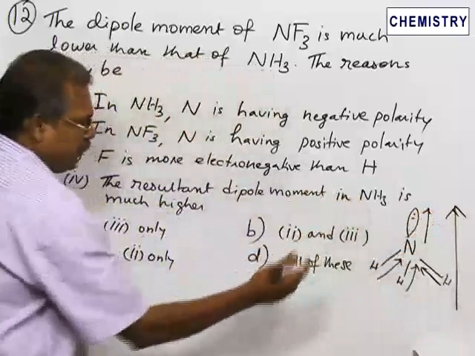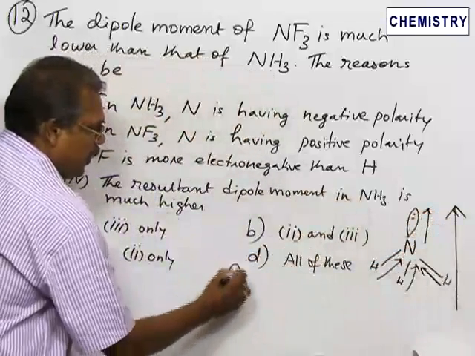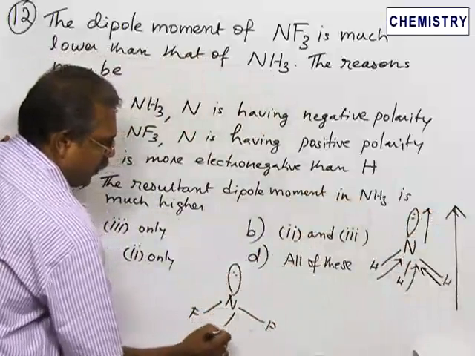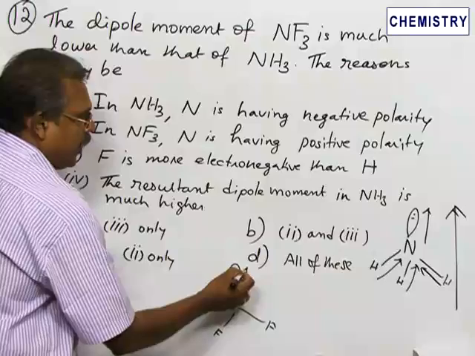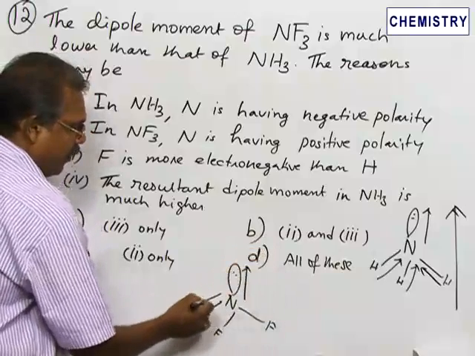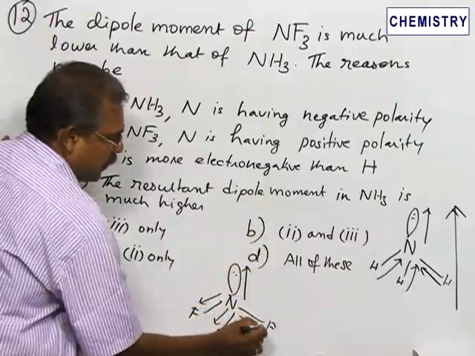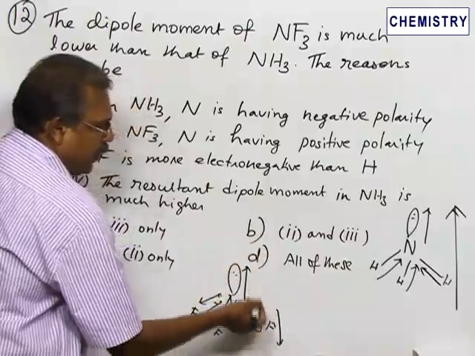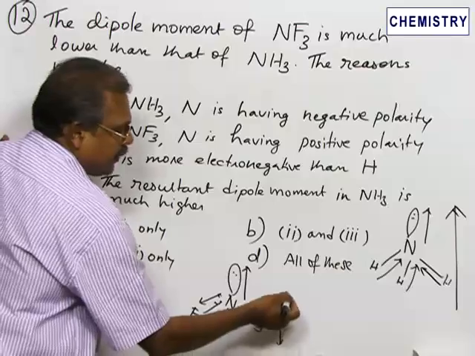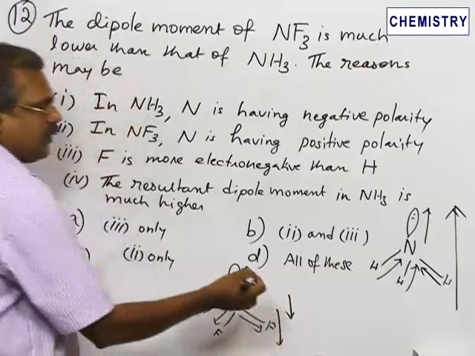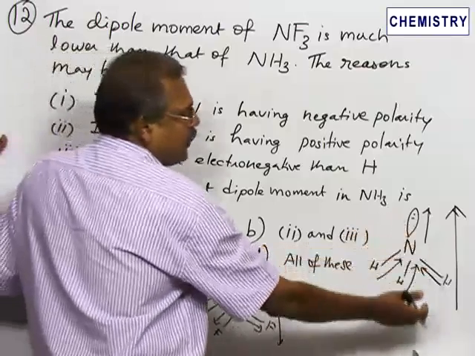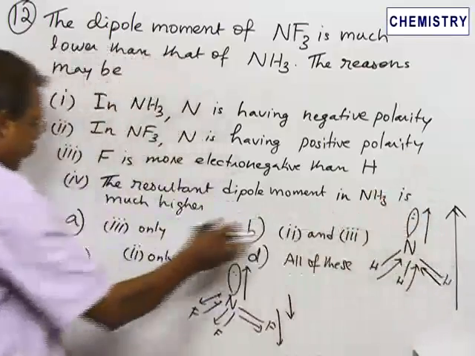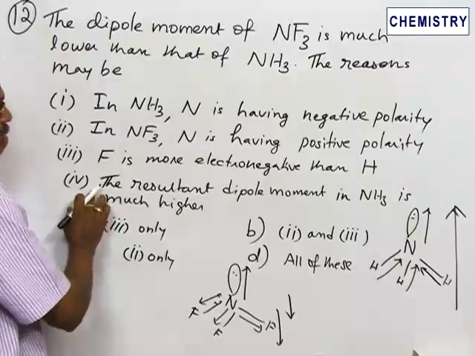But in the case of NF3, what happens? Same lone pair of electrons and F are there. But here one dipole moment acts in one direction, all others act in the opposite direction. Therefore, the net dipole will give one dipole moment. Net resultant dipole moment will be very much less. So in ammonia, since all the dipole moments act in one direction, it is very, very high. Therefore, the statement 4 also gives the correct answer.